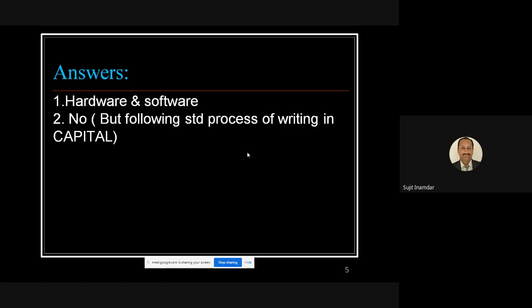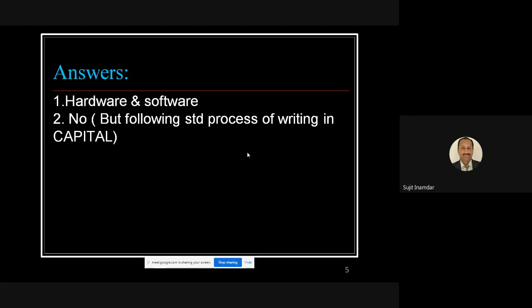And these are the answers for these questions. For connecting any device, the first part required is the hardware. And definitely to communicate between the external hardware and the 8051, because they belong to different families, some type of protocols and coding is required, and that comes under the software.